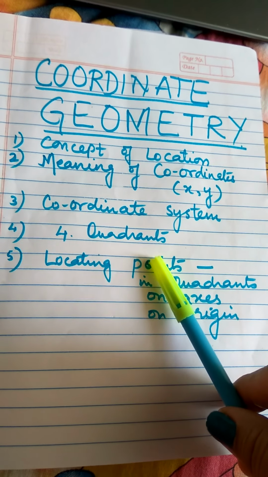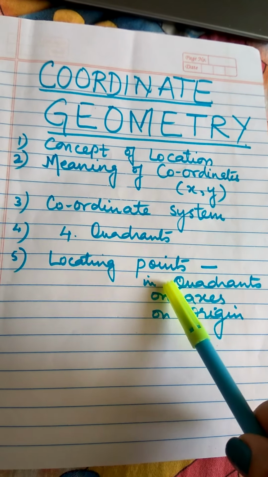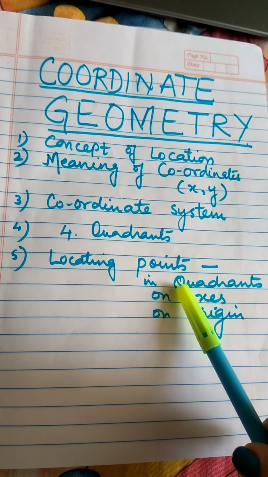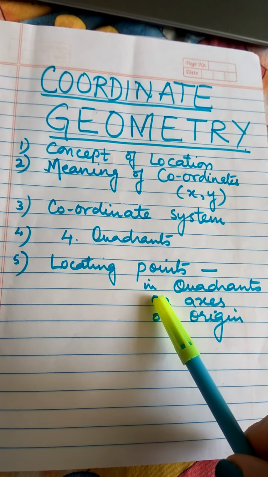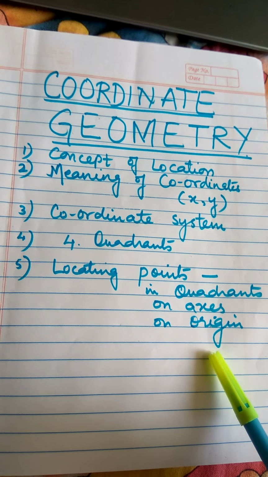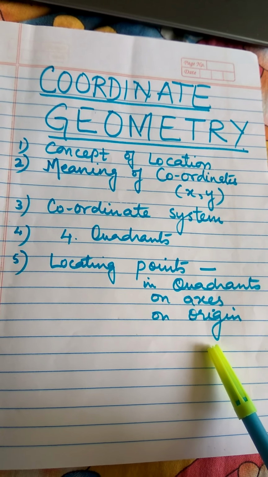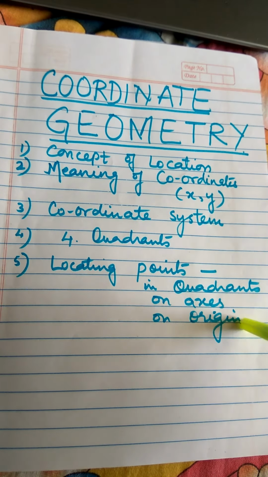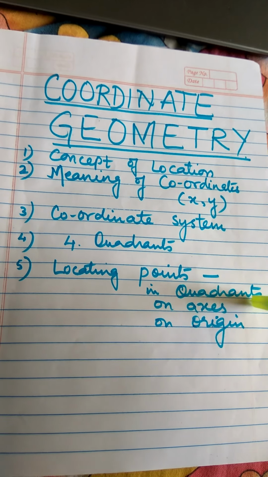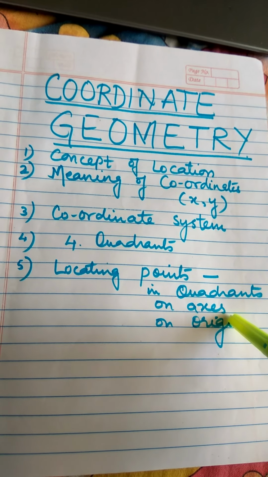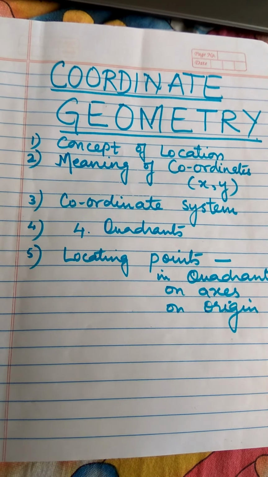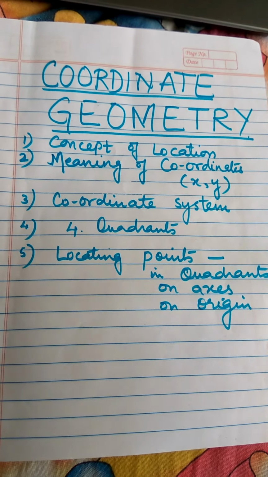After understanding the coordinate system, we will start locating the points in the coordinate system, and the points will be lying either in the quadrants or on the axis, or it may lie on origin also. And we will also find out a method that if a point is given in a plane, how to determine its coordinates. So these are the basics of the coordinate geometry.